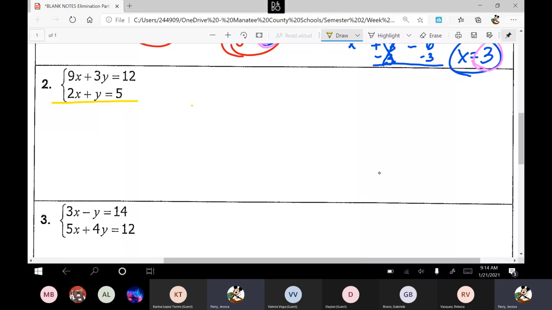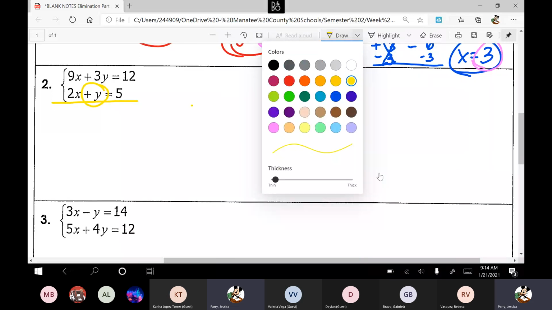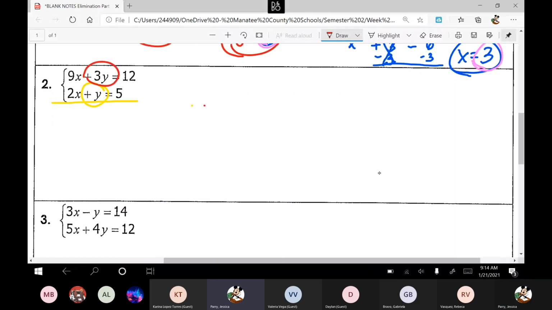So since we know we're eliminating our y value here, we need to multiply that entire equation by the opposite of positive 3. What is the opposite of positive 3? Go ahead and write in the chat. What is the opposite of positive 3?